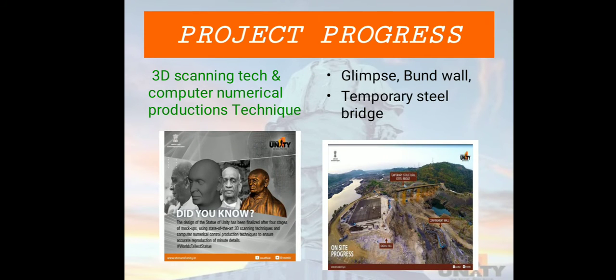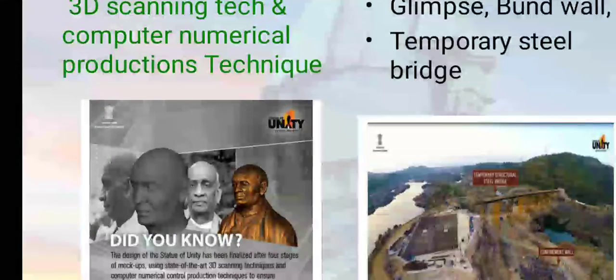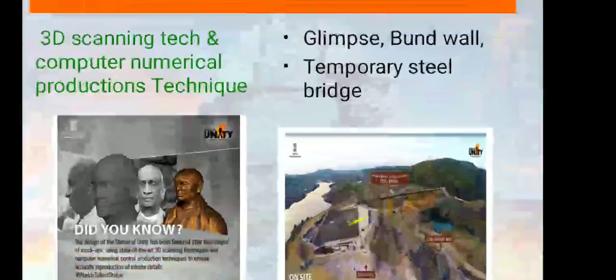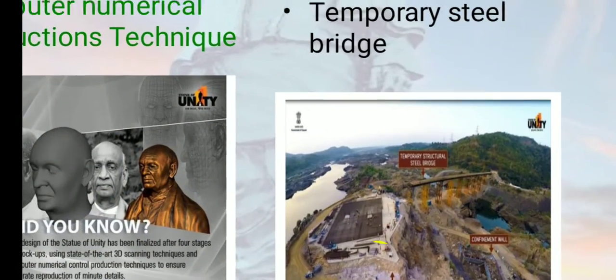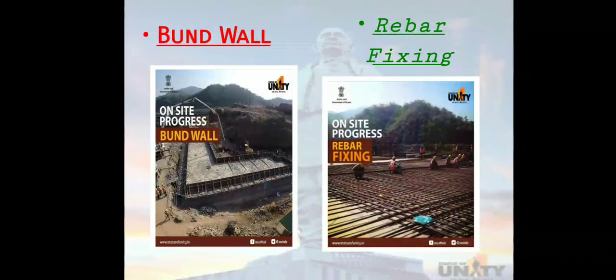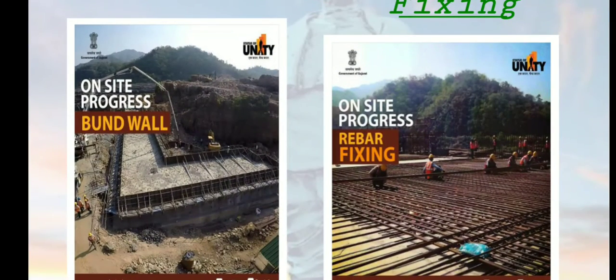Now I am going to talk about project progress. It has different steps. The design of the statue was produced by using a 3D scanning technique. Next, they constructed the temporary steel bridge. Here is the image of the bund wall. The main purpose of the bund wall is to avoid the escape of material.